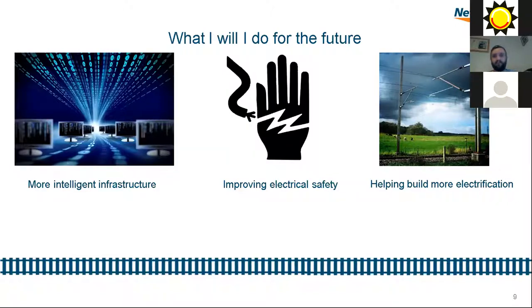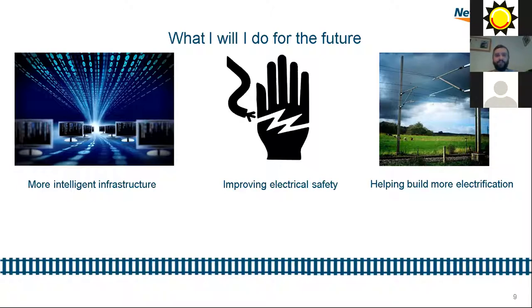So what am I looking to do in the future? We will look at providing more intelligent infrastructure. What I mean by that is providing stuff that can monitor the equipment that we have, to ensure that it is being maintained correctly and that it is working correctly. If it stops or breaks down, then the infrastructure will tell us that it's broken and it needs someone to come and fix it. So we will look at doing more of that. We've currently got some on Network Rail, but not vast amounts of stuff out there.